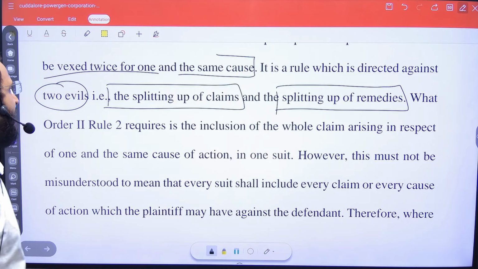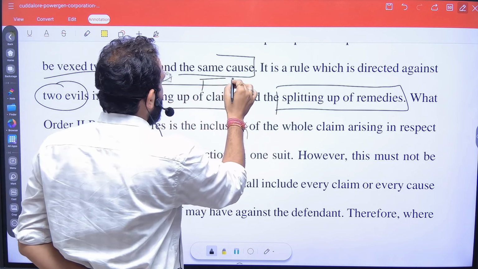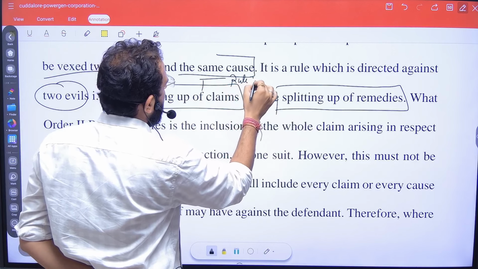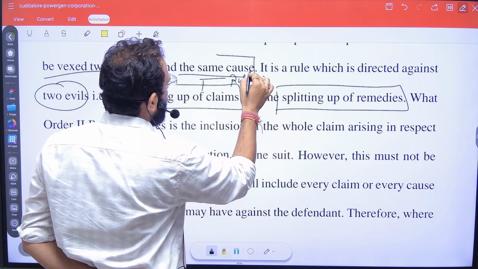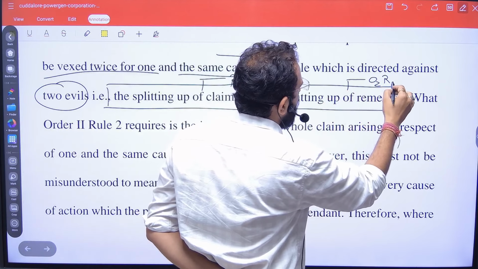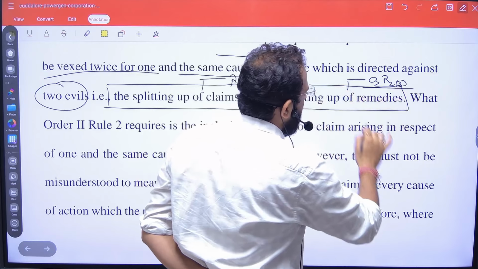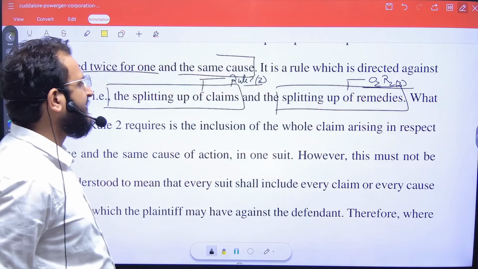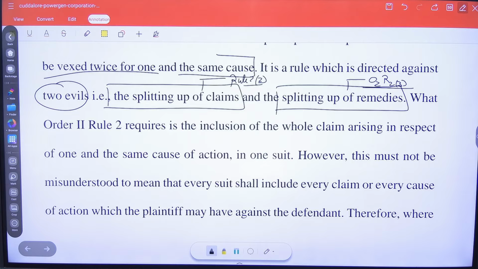Splitting up the claims, where is it there in Order 2? Yes everyone. In which sub rule? Order 2 Rule 2 Sub Rule 2. And splitting of remedies, where will we find it? Order 2 Rule 2 Sub Rule 3. Remedies means the relief and claims, as I told you.